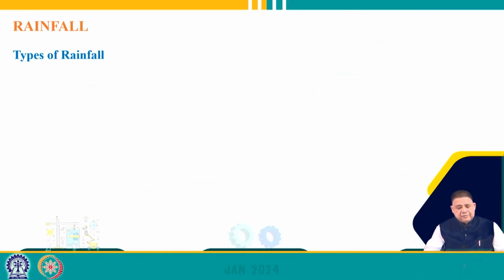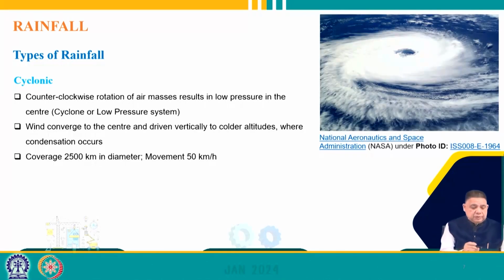Now, coming to types of rainfall, we have 3 major types of rainfall. The most common is of course the cyclonic form of rainfall, which is basically a counterclockwise rotation of air masses resulting in low pressure in the center, which is referred to as cyclone or low pressure system.